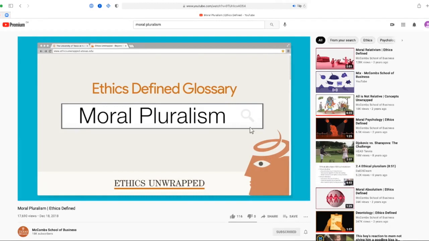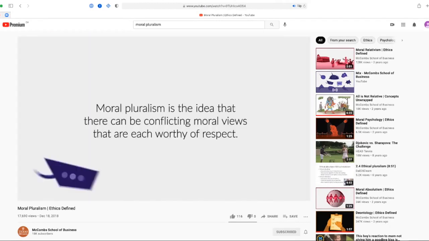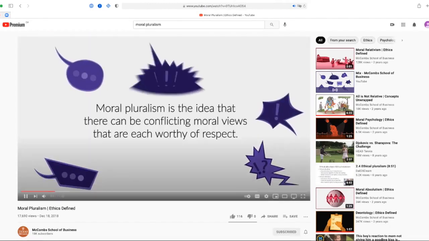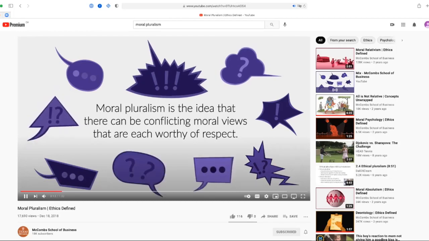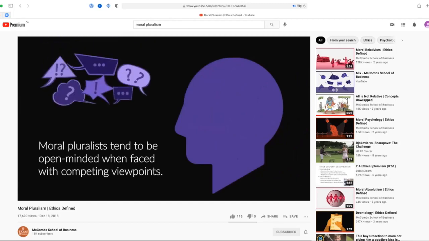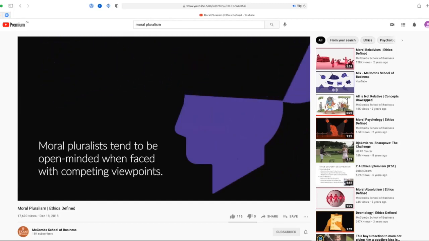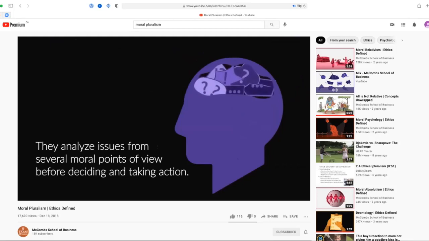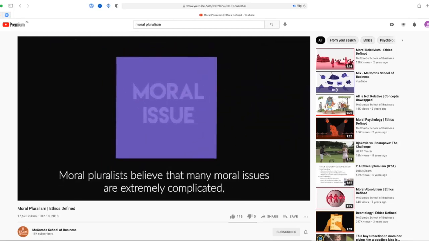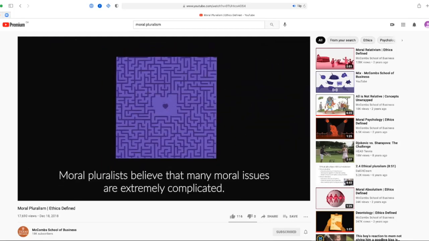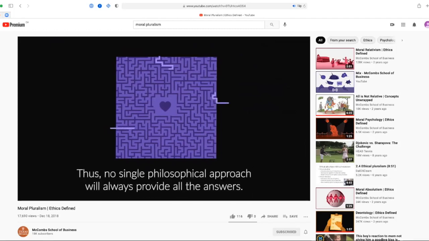Moral pluralism is the idea that there can be conflicting moral views that are each worthy of respect. Moral pluralists tend to be open-minded when faced with competing viewpoints. They analyze issues from several moral points of view before deciding and taking action. Moral pluralists believe that many moral issues are extremely complicated. Thus, no single philosophical approach will always provide all the answers.